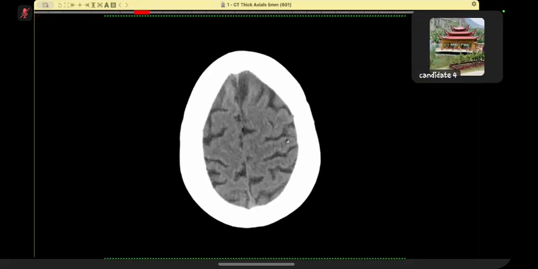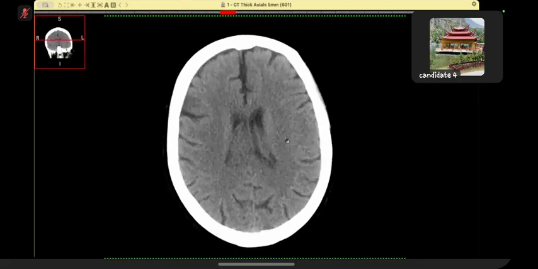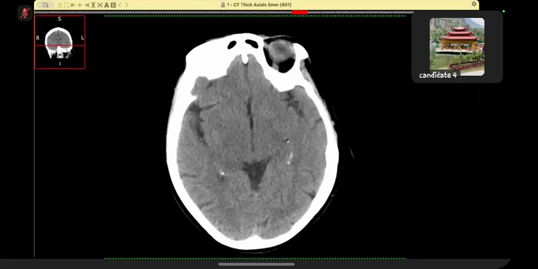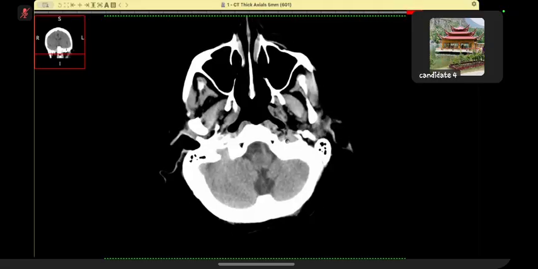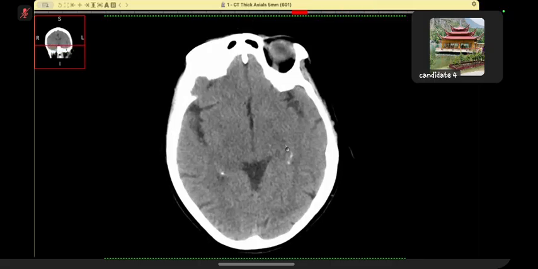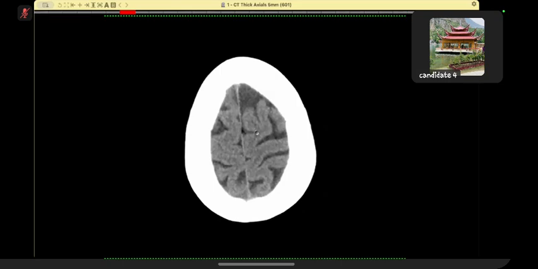So I've been presented with the CT scan, axial section images, in which I would like to first scroll through the whole images and then give my findings. While I was scrolling from top to bottom, the first abnormality that I noted was the presence of air adjacent to the falx, so here.